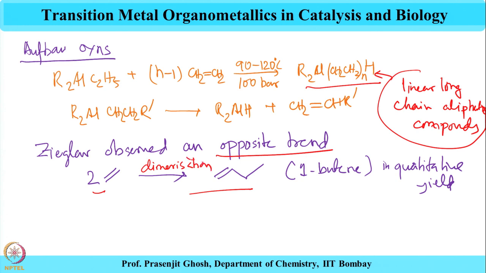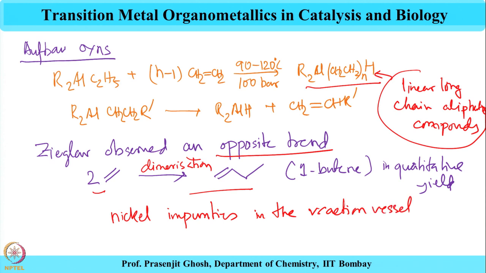And that was a chance discovery, which was later attributed to nickel impurities in the reaction vessel, and this in short is called the nickel effect. Now, this nickel effect is what later on was the origin or source for the discovery of this famous Ziegler-Natta catalyst.